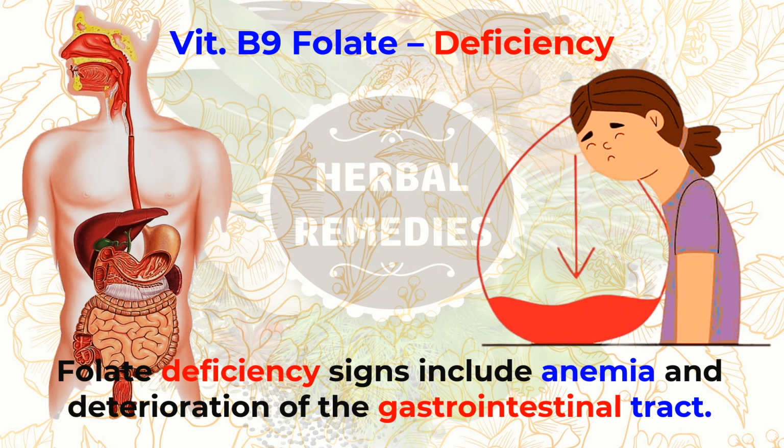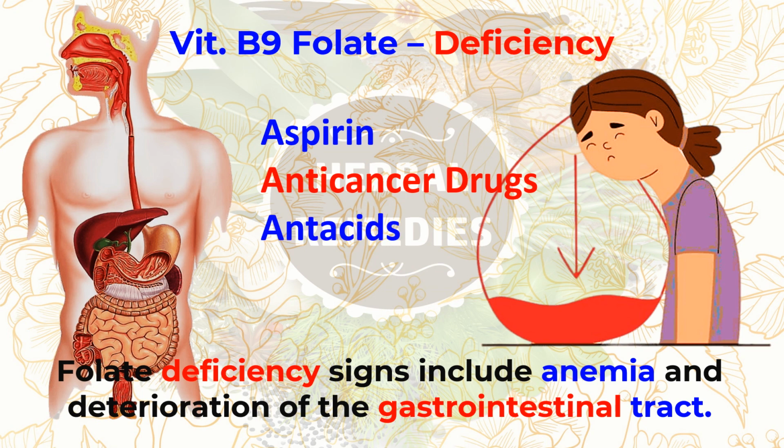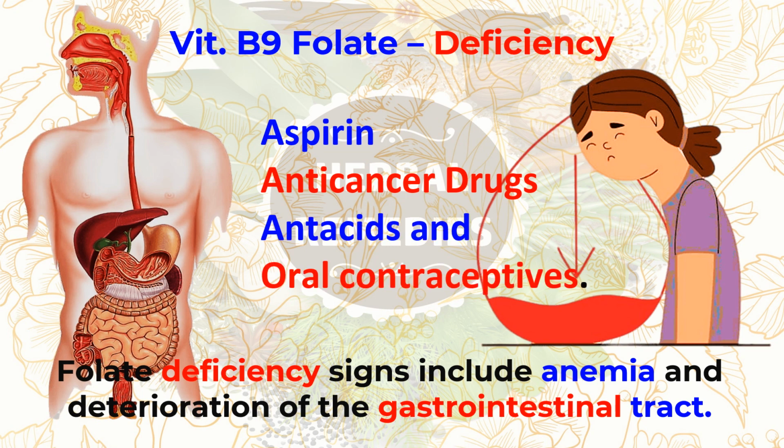Folate deficiency can be caused by inadequate absorption, inadequate consumption, or unusually high metabolic needs for this vitamin. Drugs that can interfere with folate include aspirin, anti-cancer drugs, antacids, and oral contraceptives. Older people tend to have higher homocysteine levels and are encouraged to meet or exceed the RDA for folate.